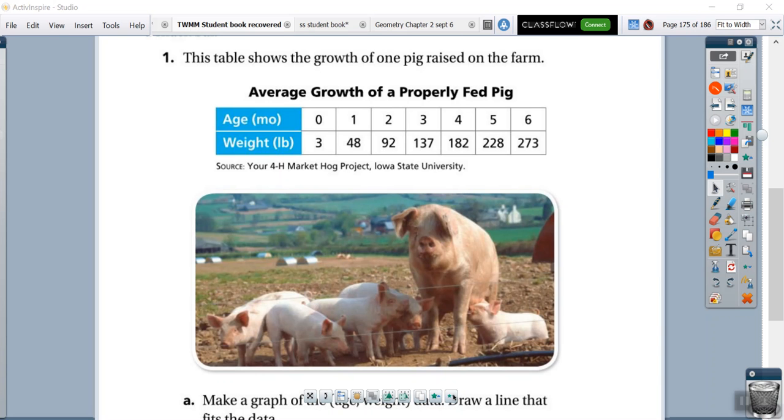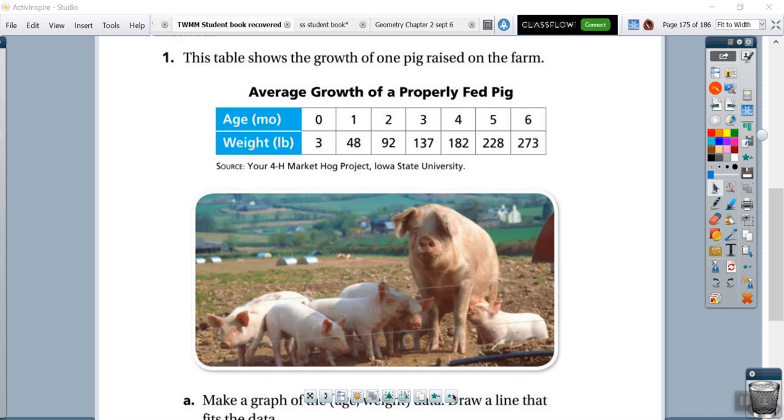That's right, we're going on a field trip to see Miss Yemma at her farm and her pigs and her goats. And did you know she's putting in a little train ride too? Oh yeah, it's going to be great. So here we go. The average growth of a properly fed pig. Oh my goodness, that is a big animal. They start out so cute.